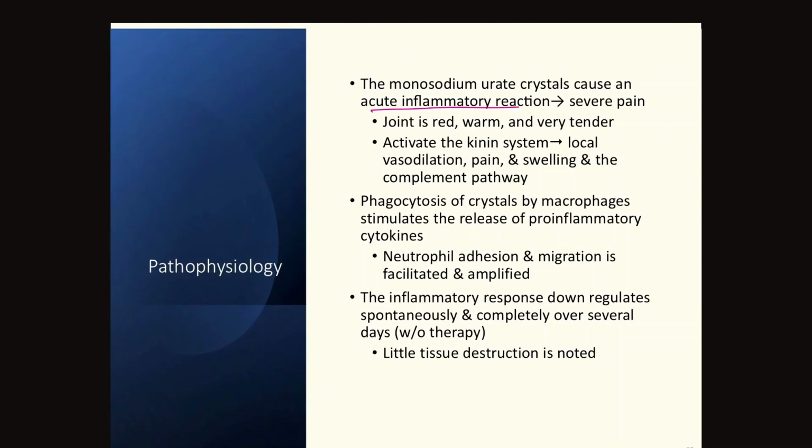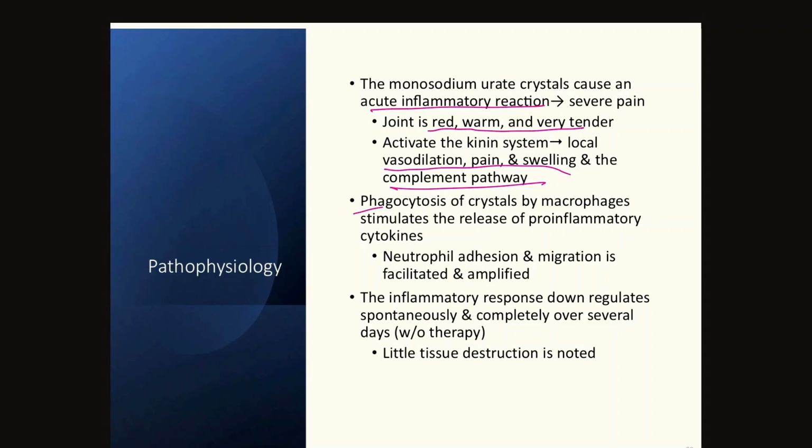So acute inflammatory reaction, they're going to get into that tissue, cause pain, inflammation. Obviously now we have to have a reaction to that. So the joint becomes red, warm, very tender, activates the kinin system, so we get local vasodilation, pain, swelling in the complement pathway. All this inflammatory stuff we learned in lecture 1, we went through all inflammation and stuff.